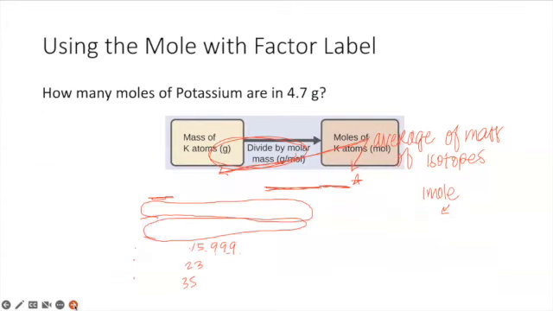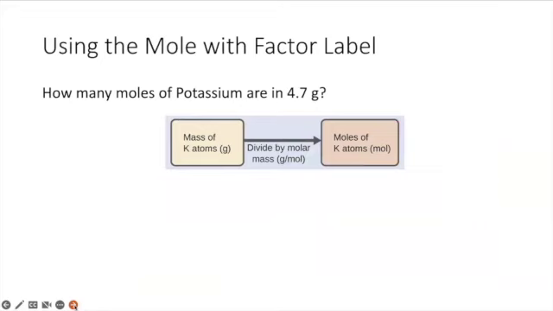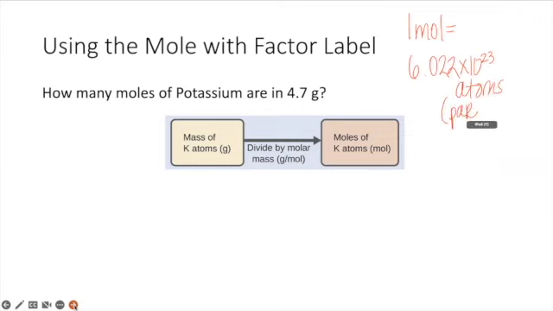Okay, so in class we talked about the factor label method. Let's apply that with the mole. And oh my goodness, we're about to get more intense with our factor label method. So like we said, 1 mole always equals 6.022 times 10 to the 23rd atoms, or particles, same thing. Or even molecules, same thing. It equals 6.022 times 10 to the 23rd stuff, basically.